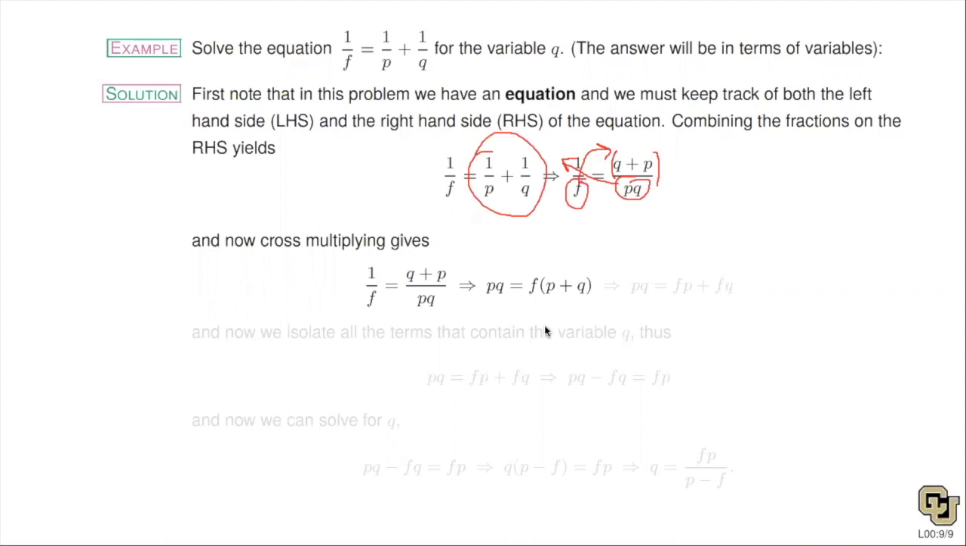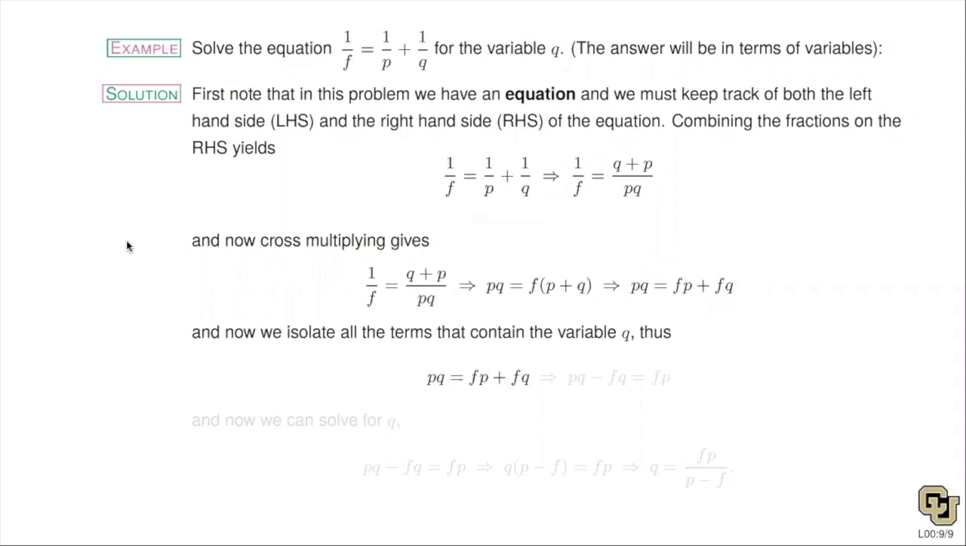So cross multiplying gives us PQ equals F times (P plus Q). And remember, we're trying to solve for Q. So I want to isolate Q. I want to collect all terms that have Q in them. So now I'm going to distribute the F and then move anything that has a Q attached to it. So here's an FQ. I'm going to move this FQ to the other side with the PQ. I want everything that has a Q in it to be together. And so when I move that FQ over, I get PQ minus FQ equals FP.